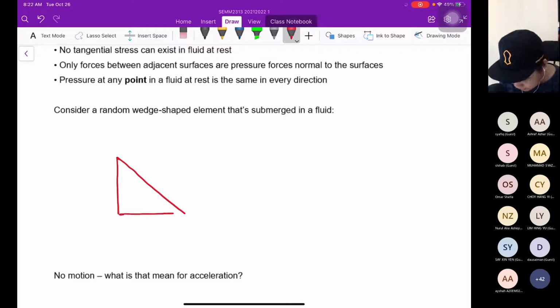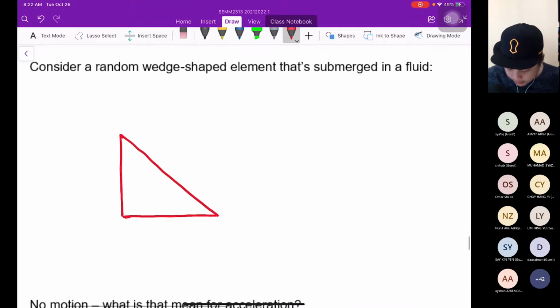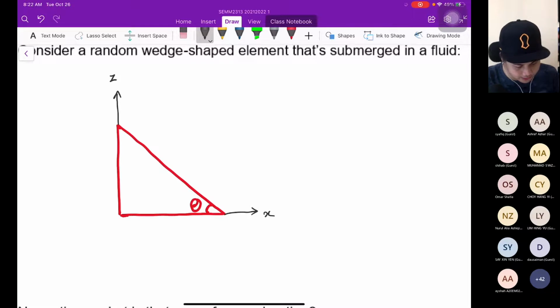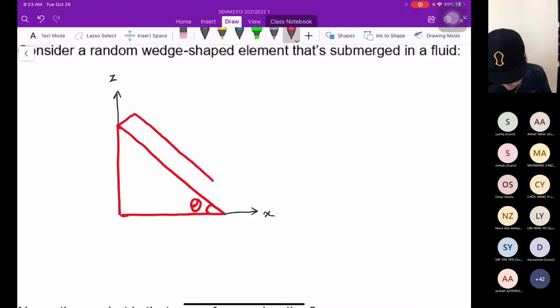Alright. Definitely the wedge will have the angle theta. Okay, and then let's put the axis here. This refers to the Z. This refers to the Y. Sorry, this refers to the X. And then this wedge is 3D. Consider it 3D.